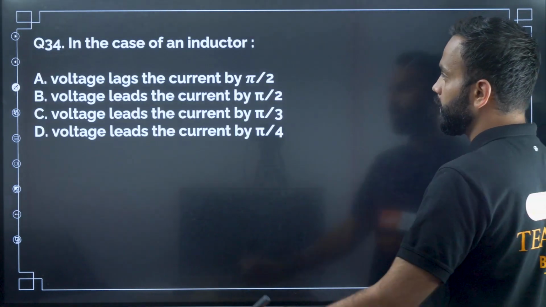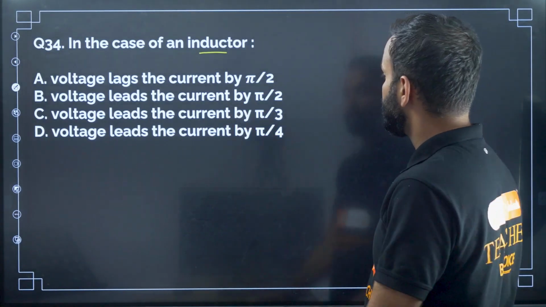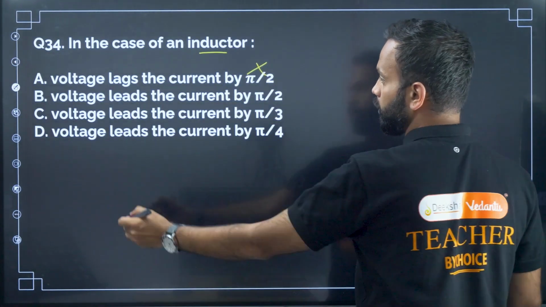Next question, question number 34. In the case of an inductor, voltage lags the current by pi by 2. Wrong. Voltage leads the current by pi by 2. So the correct option is B.